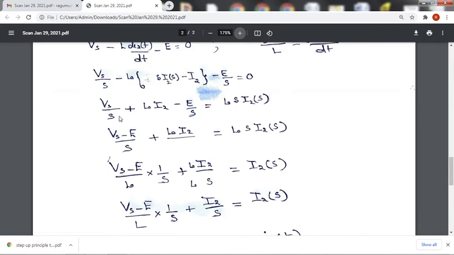So Vs by S, minus L I2(0) plus L S I2(S), then this minus E by S. So Vs minus E by S equals L S I2(S) minus L I2(0). Now this L you take to the left side, so that goes to the denominator, Vs minus E by L, then S also you take to the left side.